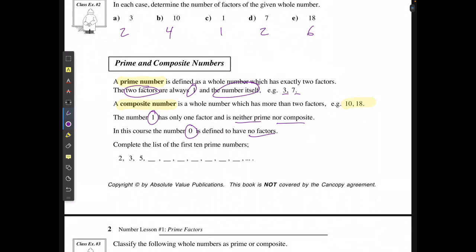So if I'm thinking of the first 10 prime numbers, then it's all the numbers that are divisible by only 1 and itself. Well, I have 2, 3, 5. Next would be 7, then 11, then 13, then 17, then 19, then 23, and then we go up to 29.